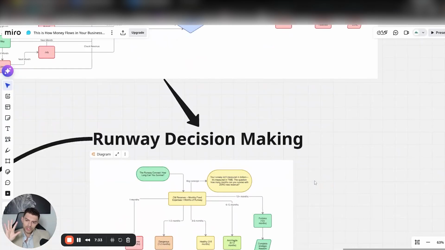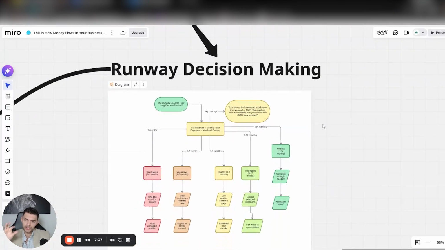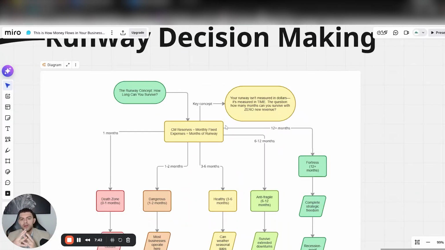So after we understand the seasonality of the business, we can go more tactical and we can start thinking about runway decision making. Runway is the question of how long can your business survive with no new revenue. This is the ultimate question. Once you break even on runway and your business is cash flow positive, runway isn't as big of an issue, but it can quickly become an issue if you make new investing decisions.